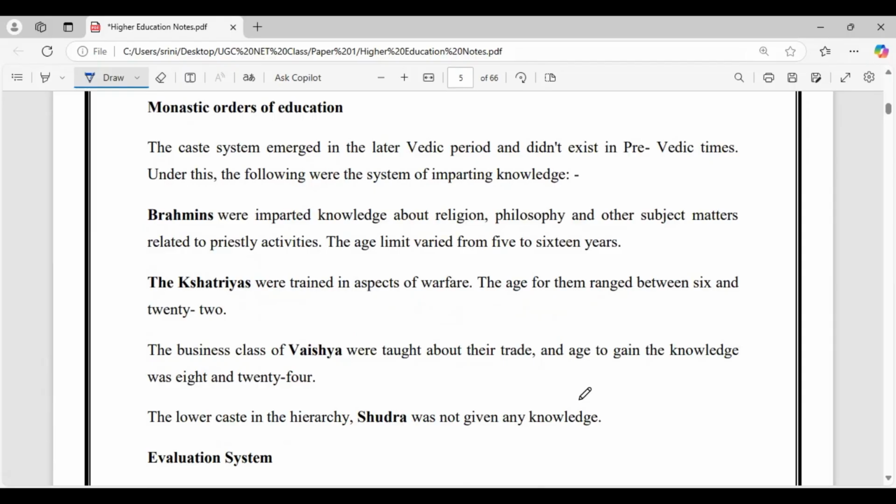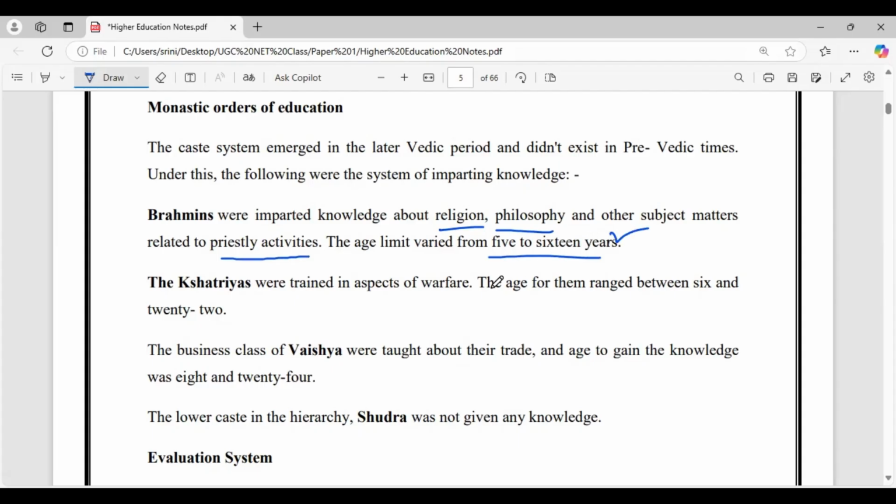Monastic orders of education: who can study, who cannot study. Here the caste system emerged in the later Vedic period and did not exist in pre-Vedic time. Under this, the following was the system of imparting knowledge. Brahmins were imparted knowledge about religion, philosophy, and other subject matters related to priestly advice. The age limit varied from 5 to 16 years.